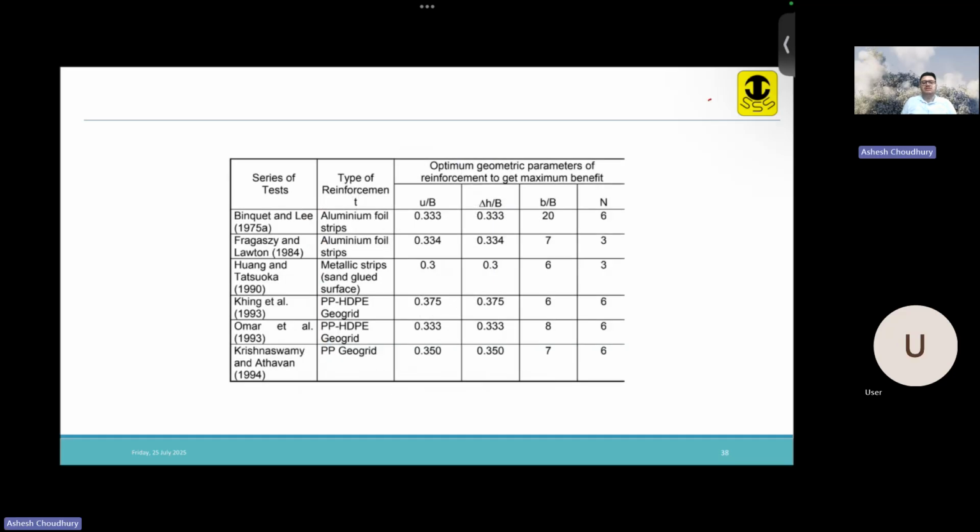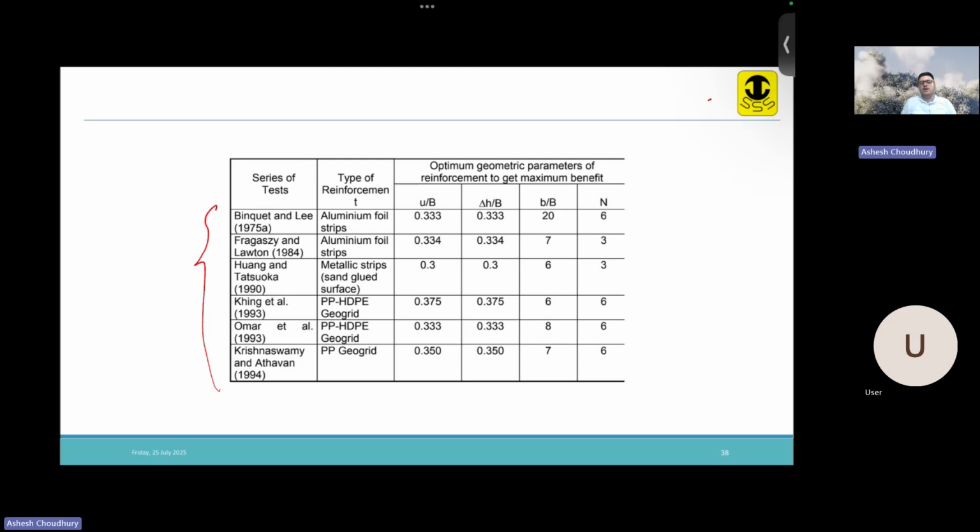This is a table which gives us the optimum geometric parameters of reinforcement to get the maximum benefit. These are given by various researchers, Binquet and Lee, Verma and Lotong, Huang and Tatsuoka, Omar et al., Krishnaswamy and Isaac. Many of them have done many experiments and tests. From there, they have given some optimum geometric parameters to get the maximum benefit.